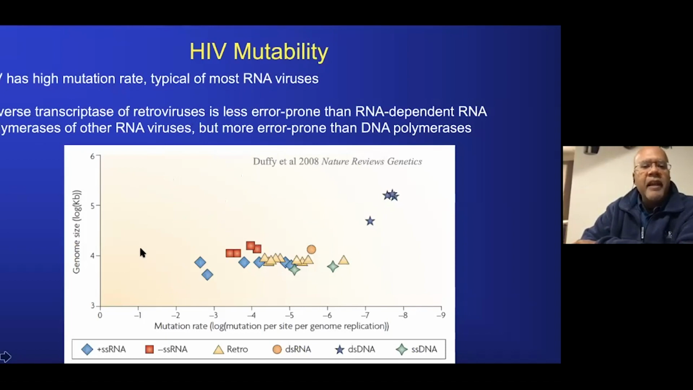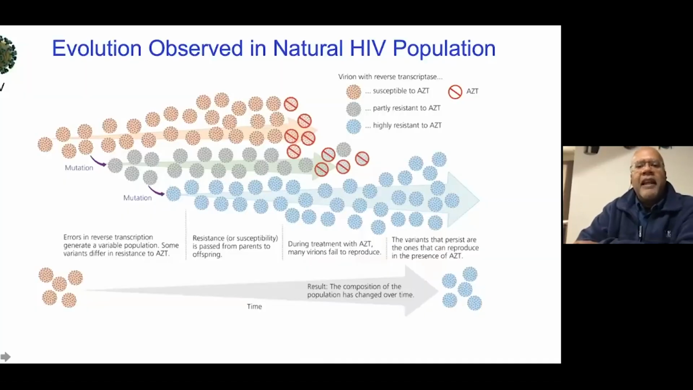This is kind of a tricky graph, but if you consider genome size along this y-axis and mutation rate, you've got slower rates of mutation to the right. And what it's showing is that if you just catalog mutation rates in viruses of different type, of different nucleic acid type, then HIV is nested right in here among the retroviruses, which are these yellow triangles. So they don't have the fastest mutation rates, but they certainly have faster mutation rates than a lot of other viruses.